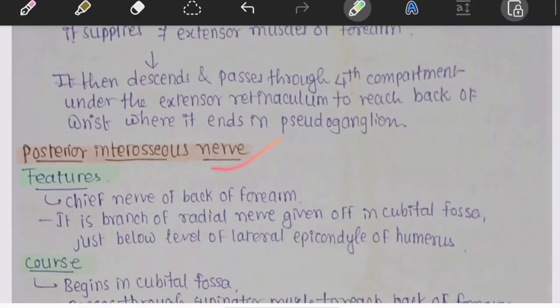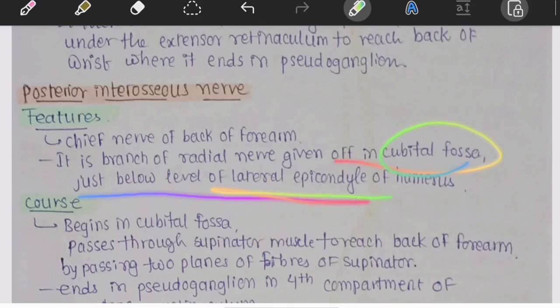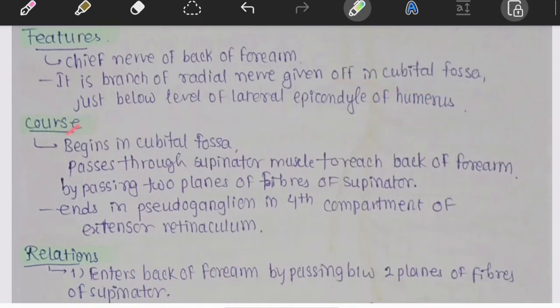Here is the important branch of the radial nerve, that is the posterior interosseous nerve. It is the chief nerve of the back of the forearm, and this branch of the radial nerve is given off in the cubital fossa, just below the level of the lateral epicondyle of the humerus. Course.